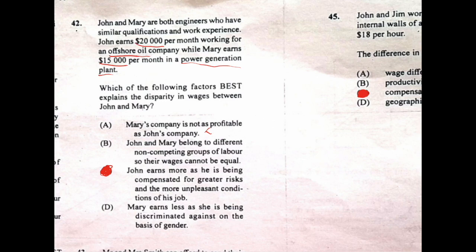So as you can see, he's working offshore and Mary's working in a power plant. So obviously this would lead to what you call a compensating wage differential, or what they call an equalizing difference. So he'd be paid more for the fact that his working conditions are unpleasant.